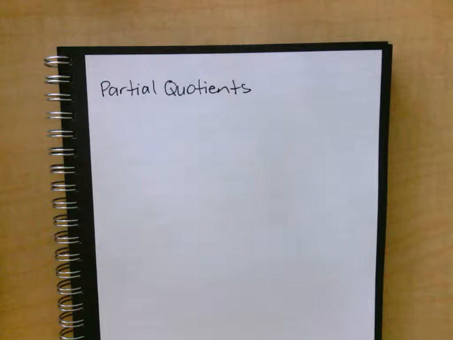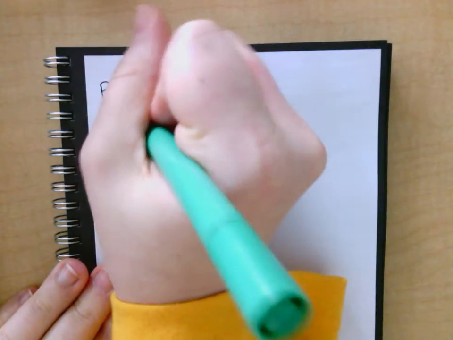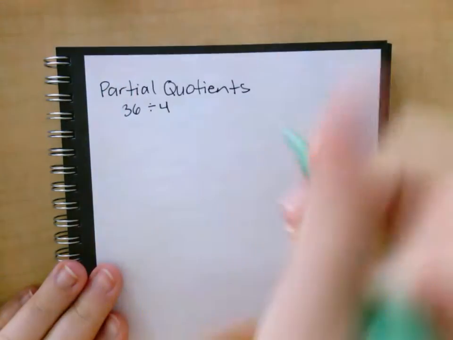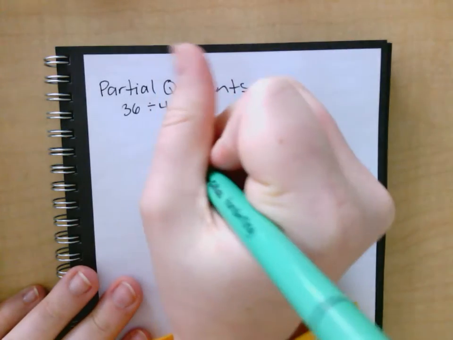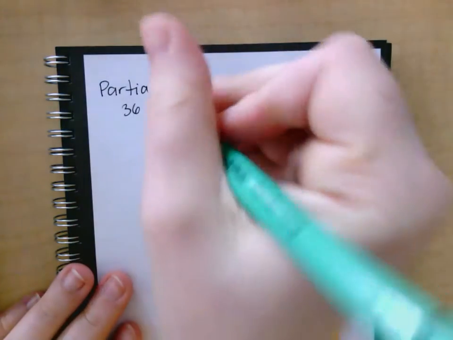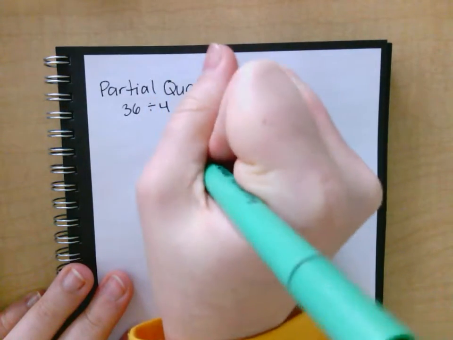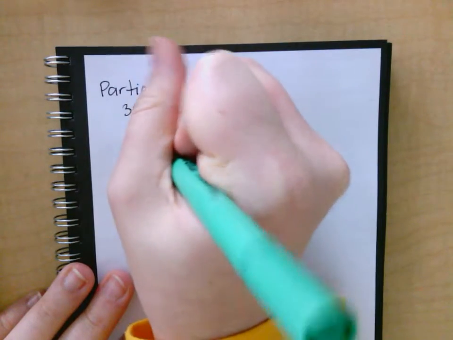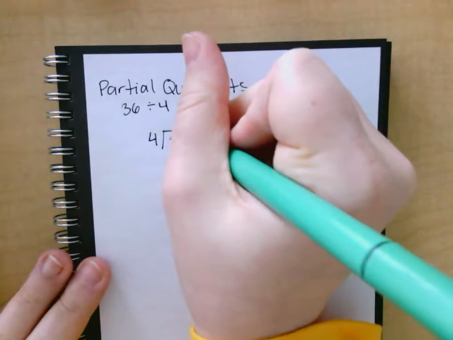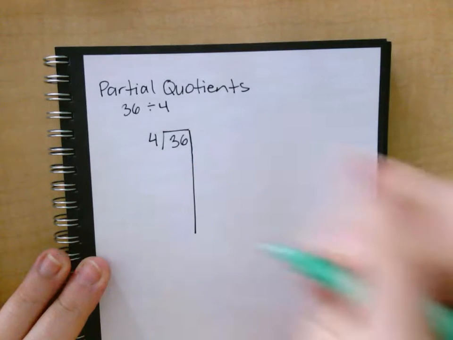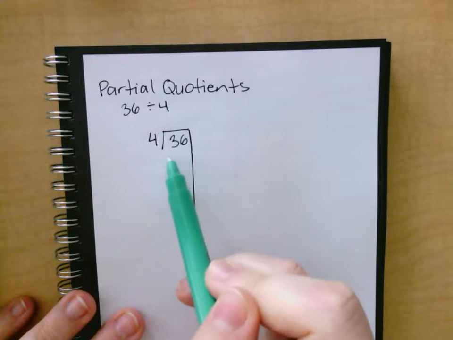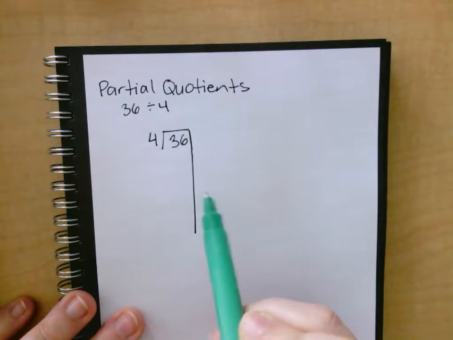Another great strategy for dividing larger numbers is called partial quotients. So if we take 36 divided by 4, I'm going to rewrite it and put it in a house, or just write it like this. So 36 divided by 4. And then I'm going to take a line and draw it down like this, because this is going to separate my work from my answers.